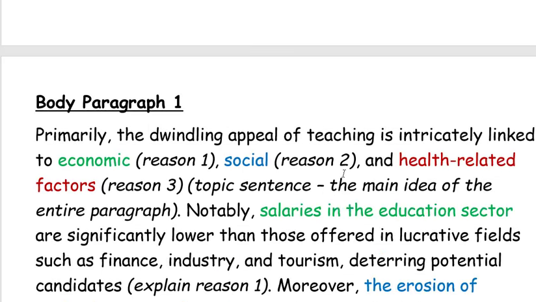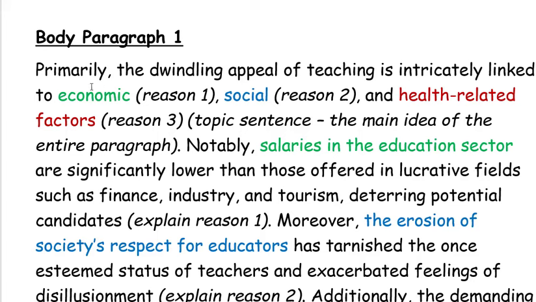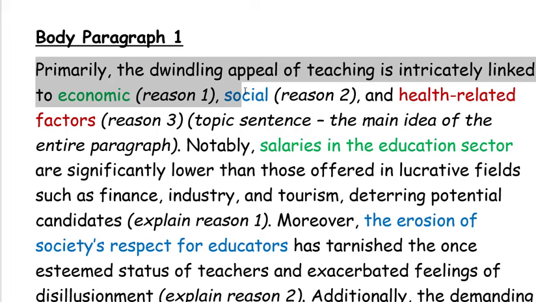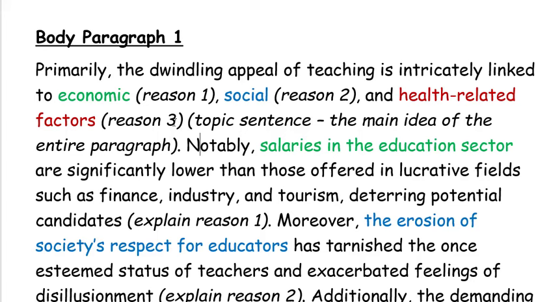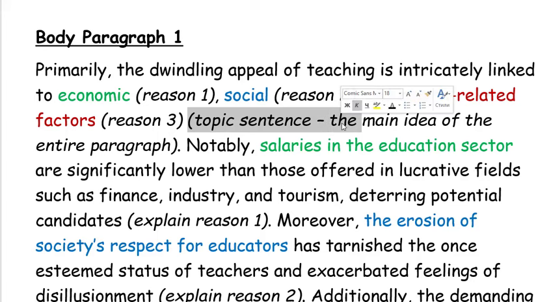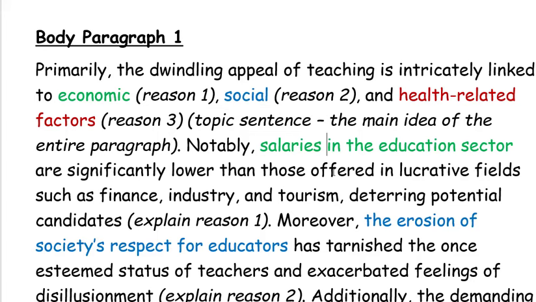Okay, now let's focus on body paragraph one. Primarily, the dwindling appeal of teaching is intricately linked to economic, social, and health-related factors. So the first sentence is very important because it's called the topic sentence, meaning that it represents the main idea of the entire paragraph. And here, we need to include at least two reasons. Okay, here I've got three reasons. So the first reason is economic, and then social, and then health-related factors.